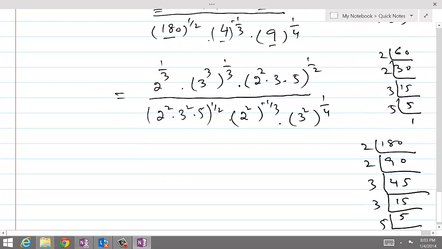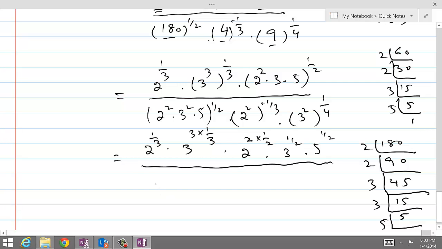Once all the numbers have been converted into prime factorization, it's also known as linear factorization. Once we do that, now we will see what can cancel in the exponent. 3 power 3 times 1 over 3, that will cancel. 2 power 2 times 1 over 2, 3 power 1 over 2, 5 power 1 over 2.